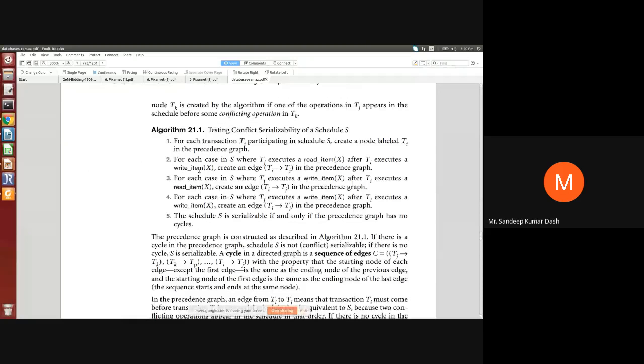Then wherever there exists this kind of thing, that is read item X in one transaction and write item X in another transaction, you have to create an edge. If there is a write in Ti and a read in Tj, then the edge will be from Ti to Tj.